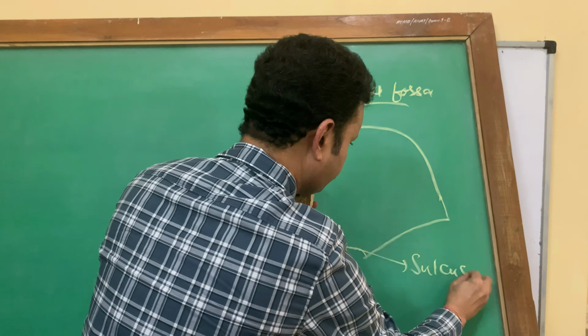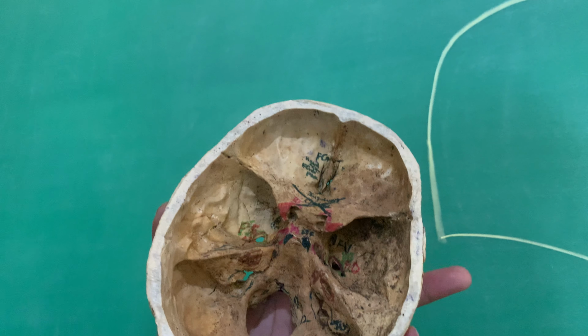Now, to know better about this anterior cranial fossa, we'll start with the roof of it. The roof here, it is the cut part. Roof is formed by which bone? It is formed by the frontal bone, which is cut here. The frontal bone overlaps like this. So the roof is formed by the frontal bone.